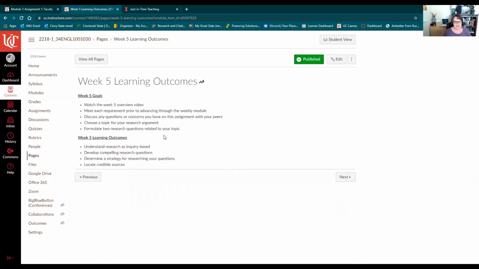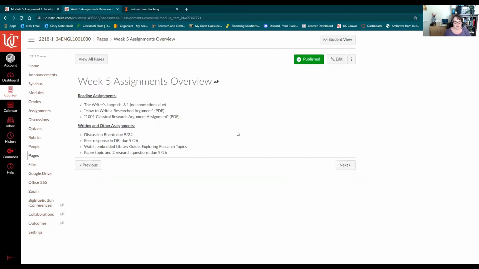Another goal is to discuss any questions or concerns you have on this assignment with your peers, and then choose a topic for your research argument and formulate 2 research questions related to your topic. And these are related to the learning outcomes, which are tied to the overall course outcomes. Understand research as inquiry-based, develop compelling research questions, determine a strategy for researching your questions, and locate credible sources.